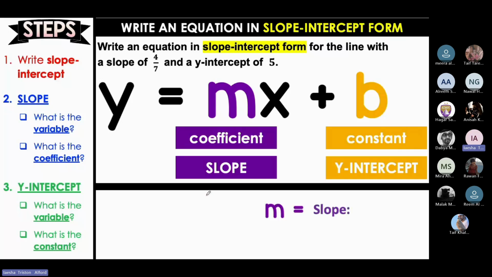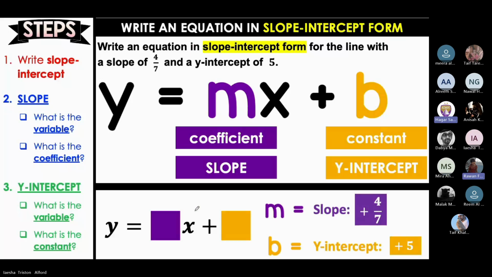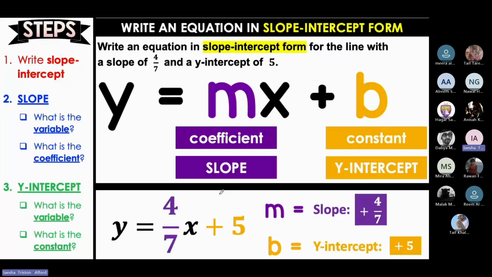What is the slope? Coefficient. Keep reading. What number is the slope? Positive 4/7. Fine. What number is your b? Positive 5. So y equal positive 4/7 x plus 5. Correct. Done.